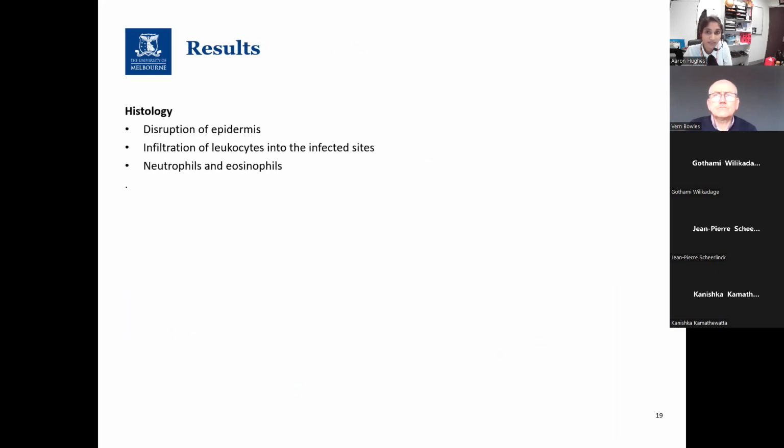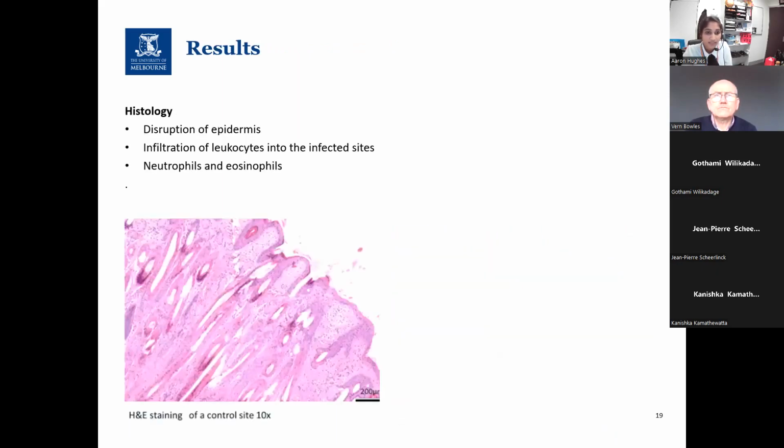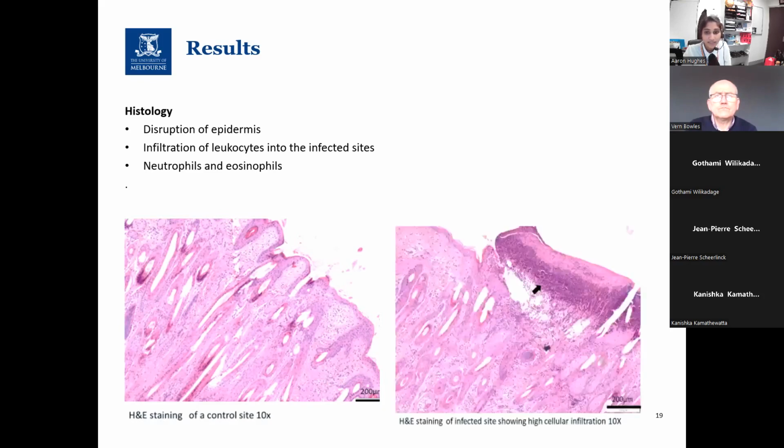So these are the results I got. In this first slide, in the first photograph, we can see it's from a control site. And in the second picture, compared to the first picture, you can see that.